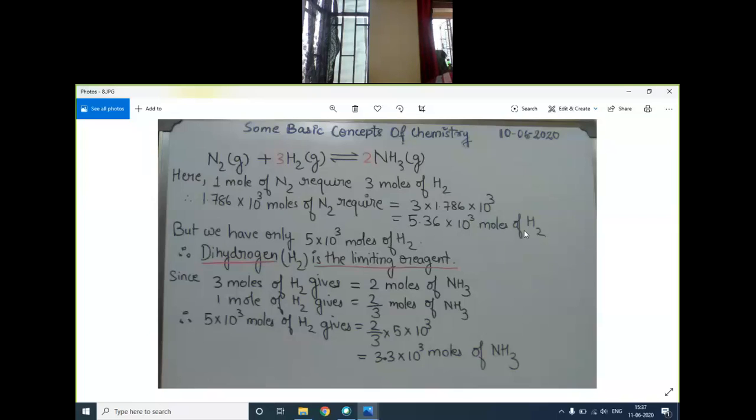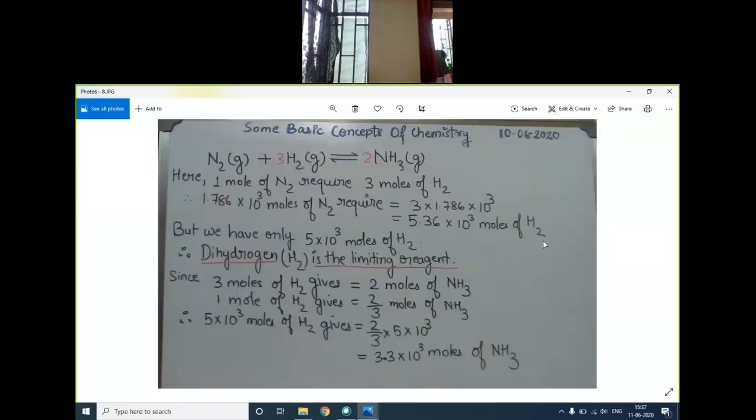But we have already calculated number of moles of hydrogen. There it comes 5 into 10 to the power 3. That much moles of hydrogen is present. But here it is coming this much moles of hydrogen is required. So we are not having this much moles of hydrogen. We are having less than that, because we are having near about 5 into 10 to the power 3. It is more than 5, 5.36.